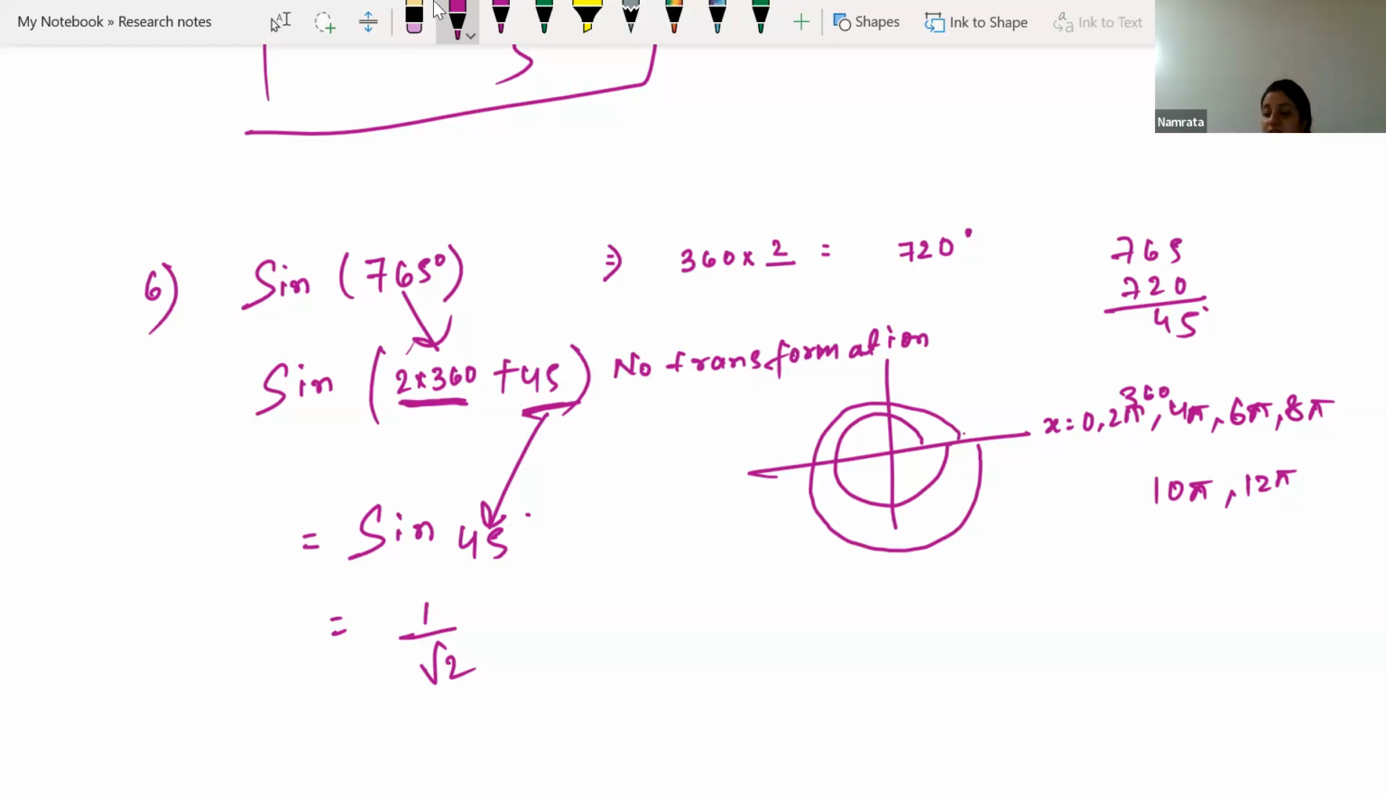Izan, do you understand Hindi? Yes, ma'am. So here, what are we doing?